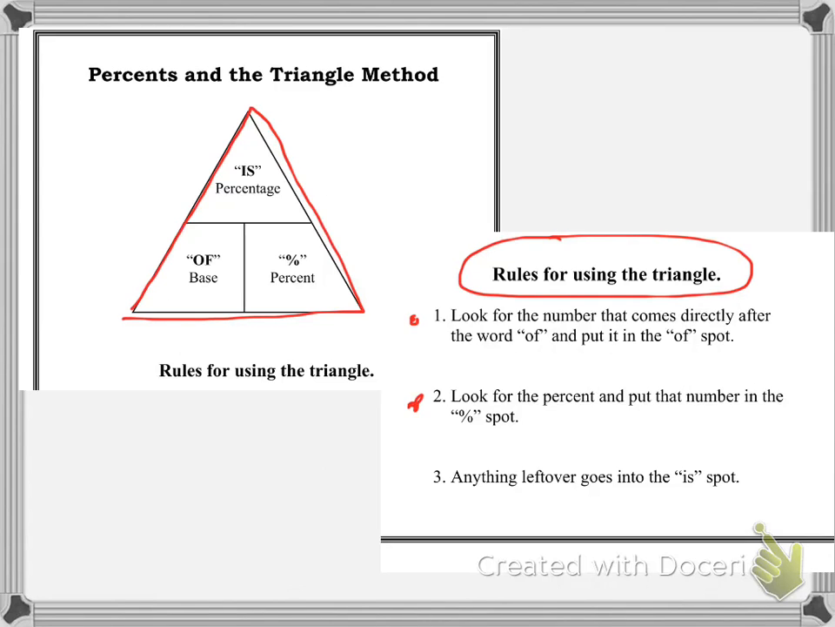And then comes number three. If something didn't qualify for rule 1 or rule 2, then you go for rule 3. Anything left over goes into the is spot. So anything left over that doesn't qualify for the of or the percent is going to go in the is spot. So numbers in the word problems will go into the pieces of the triangle. If you got the rules all done, I'm going to turn my screen now. If not, hit pause here and then catch up with me. I'm going to give the first example on my next screen.